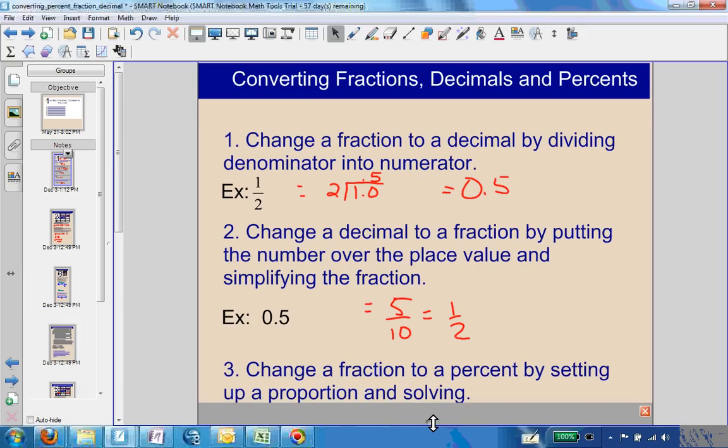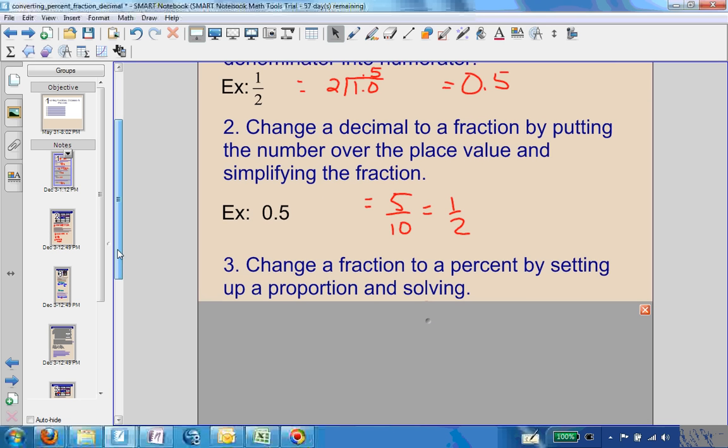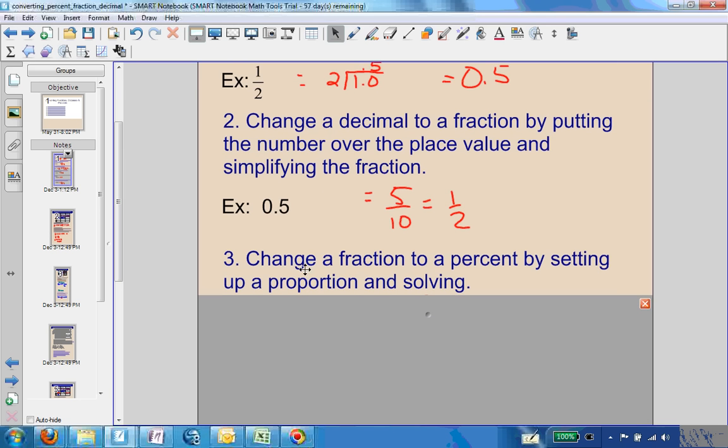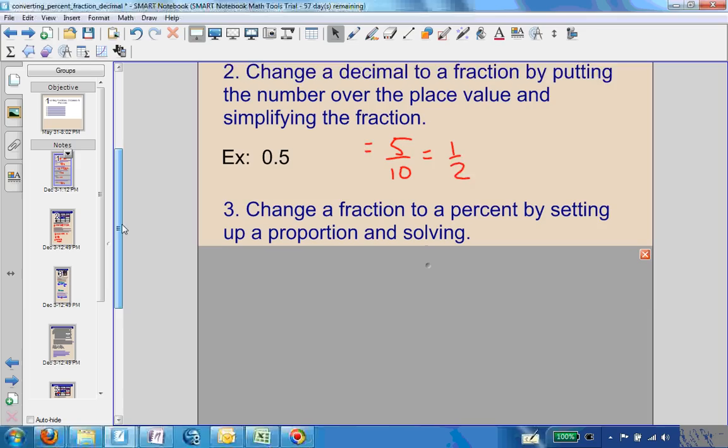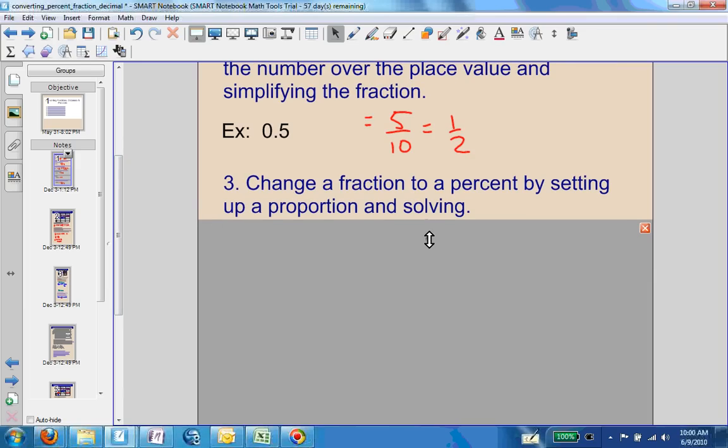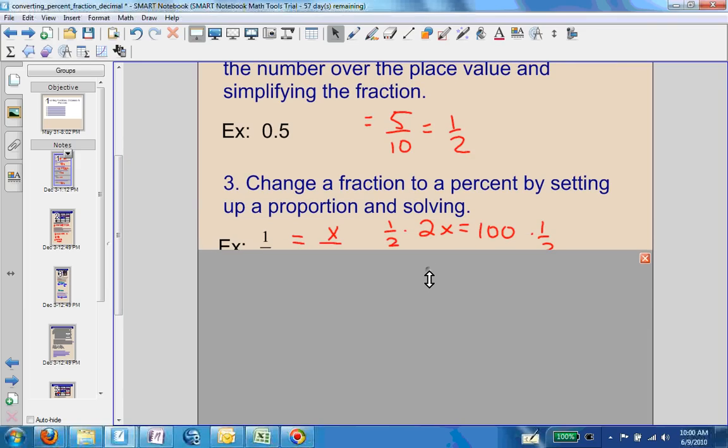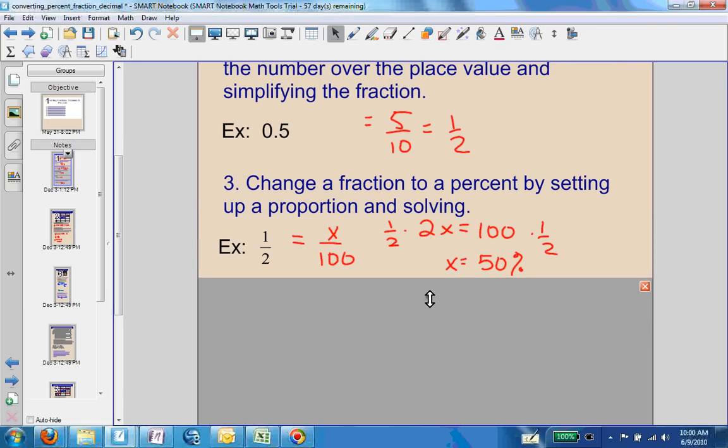Next, we're going to talk about changing a fraction to a percent. When you change a fraction to a percent, you can set up a proportion and solve. We know that percent means out of 100. So I can write my percent equal to x over 100 to see how much out of 100 that fraction equals. So for example, 1/2 would equal x over 100.